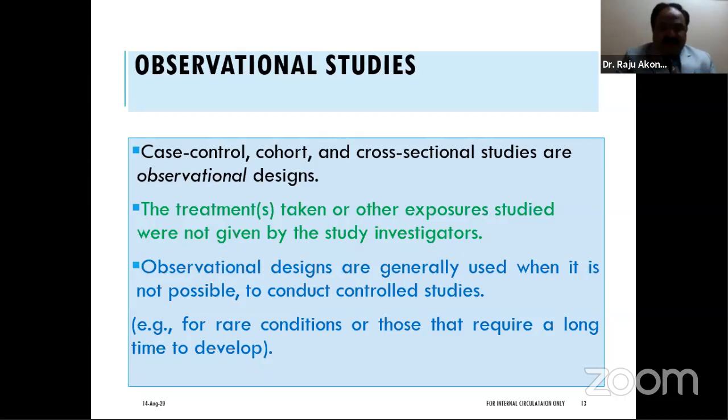Observational designs are generally used when it is not possible to conduct controlled studies. As I told you, in rare conditions, there is no chance to have the experimental studies. So you need to have the observational studies, and these observational studies you can believe or start following when you are not having any experimental studies in your hand.